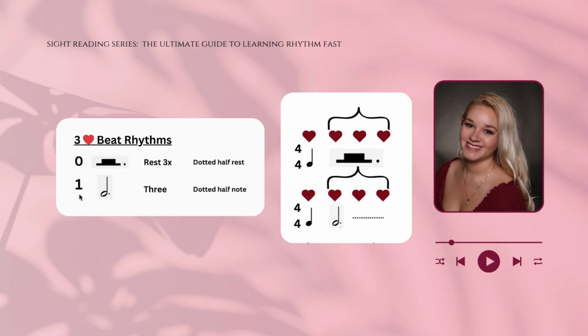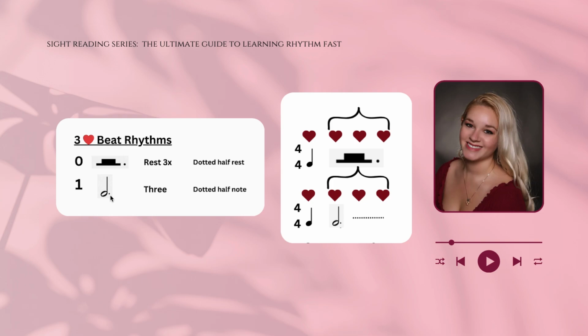For a second row here, for our 1 sounding rhythm that has 3 beats. We already know this rhythm from our 2-beat rhythm chart. It looks like the letter D that's not colored in. So we've got our half note, and it also has a dot here. So we call it a dotted half note. The nickname I give it is 3. Again, I think Kodaly uses something different, but just calling it 3 so that you can remember that it has 3 beats.